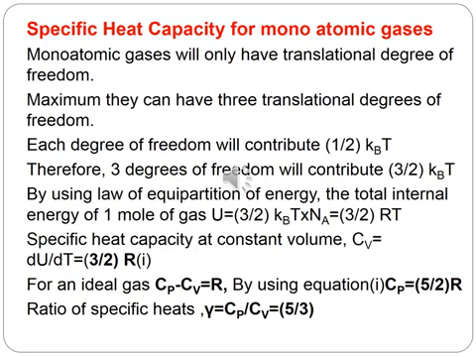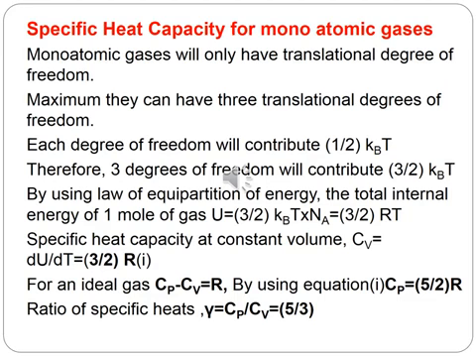Since U is equal to 3/2 RT, then dU by dT is equal to 3/2 R into dT by dT. You know 3/2 R is the constant. dT by dT is equal to 1. So dU by dT, which is Cv, is equal to 3/2 R.